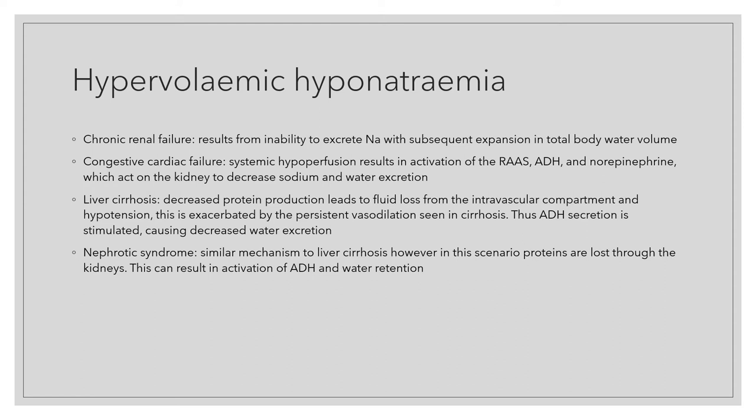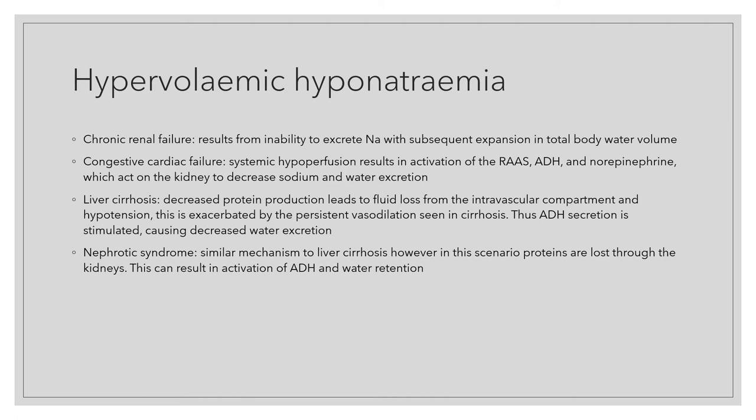Hypervolemic hyponatremia. So this occurs secondary to either chronic renal failure, congestive cardiac failure, liver cirrhosis, or nephrotic syndrome, all of which are associated with a hypervolemic status. Now, in chronic renal failure, it occurs from inability to excrete sodium and then subsequent expansion in total body water volume. In congestive cardiac failure, the systemic hypoperfusion results in activation of the RAS, ADH, and norepinephrine, which all act on the kidney to decrease sodium and water excretion, resulting then in the hypervolemic state and the low sodium in an attempt to increase perfusion.